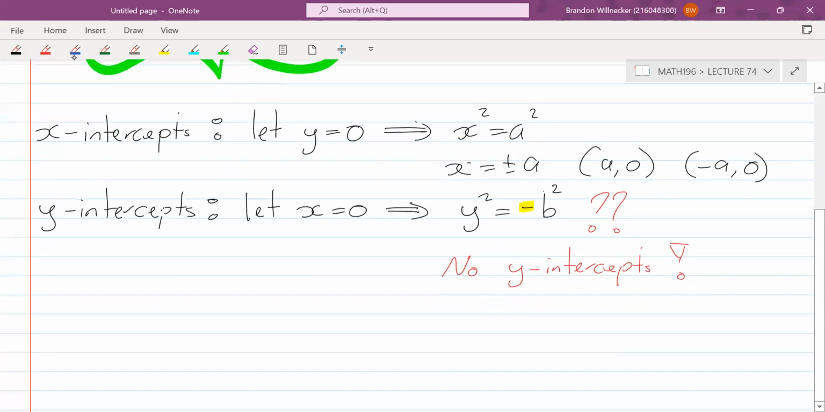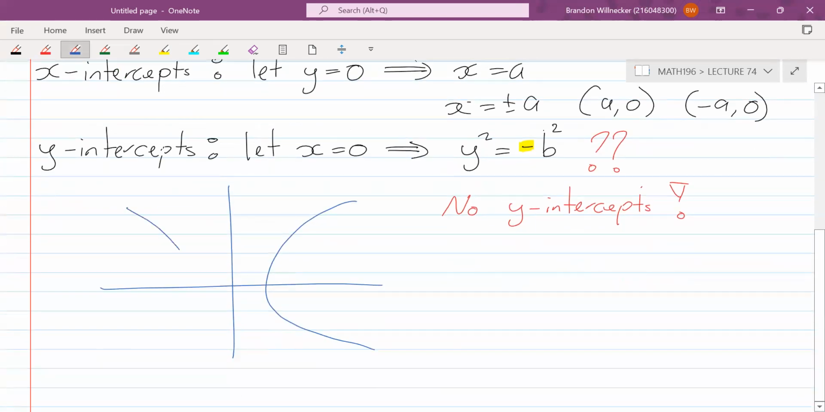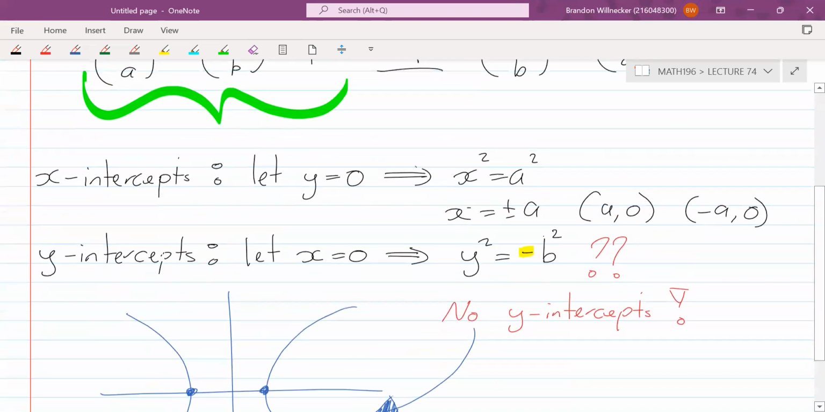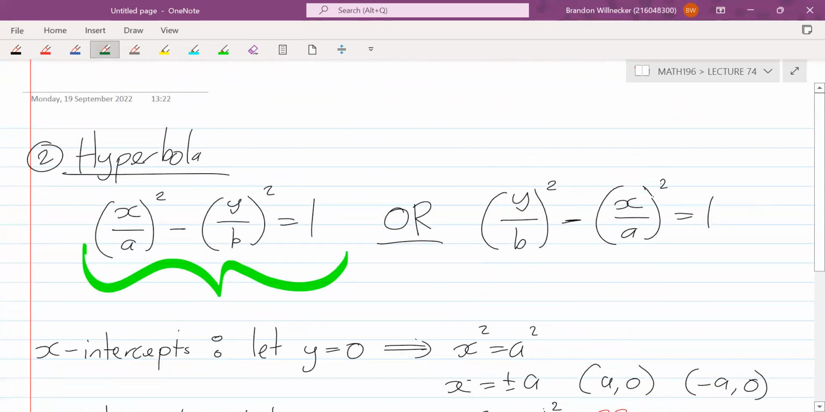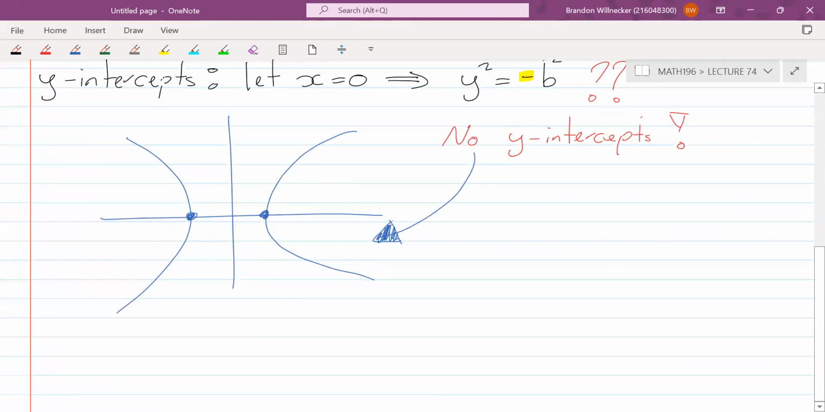So for this one, we can roughly sketch this. Since there are no y-intercepts and only x-intercepts, it must look like this. Here we've got our two x-intercepts, but no y-intercepts. That is this kind of picture here. And for this other picture, let's just put it at the top here. It's going to be something like that, where there are y-intercepts, but no x-intercepts. Those are the two different orientations that we can get. So that's looking at the intercepts.